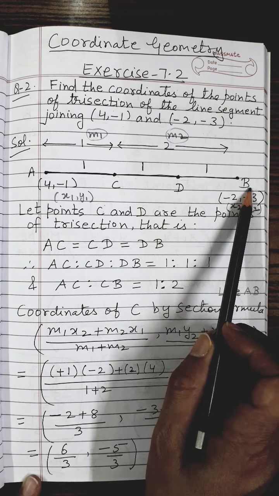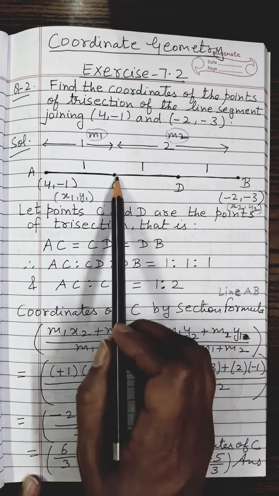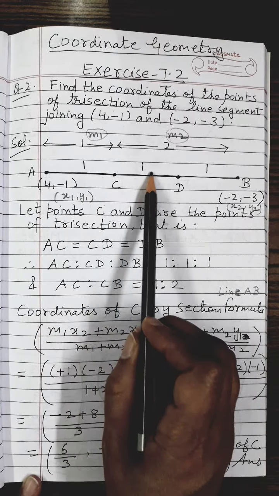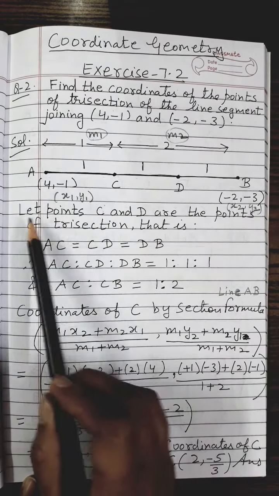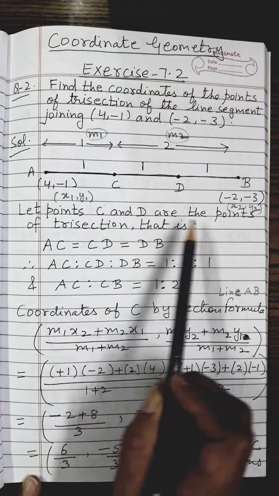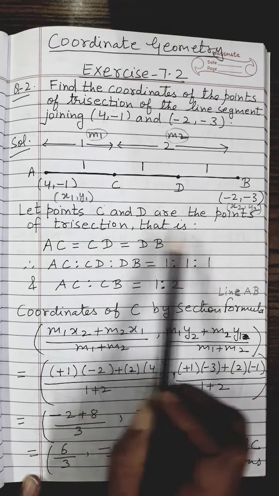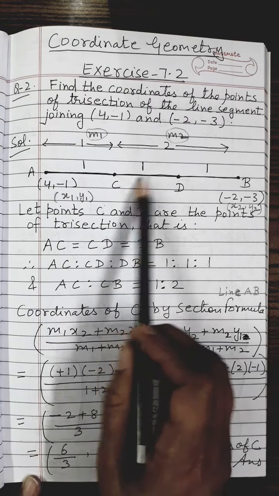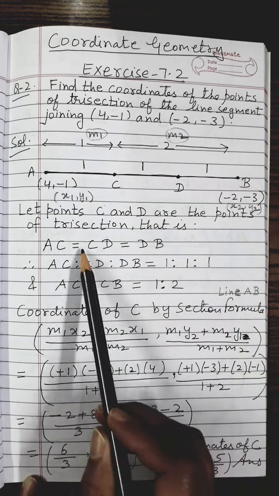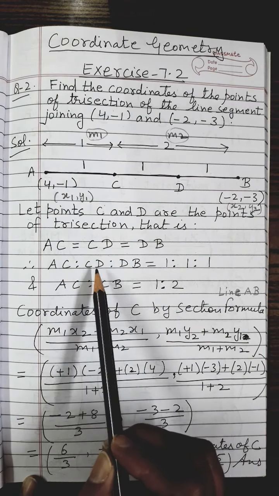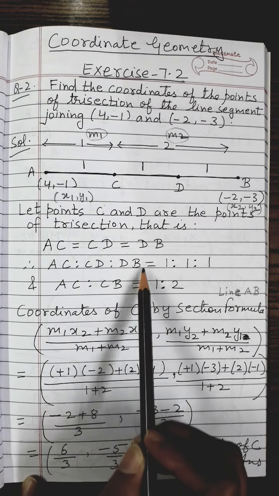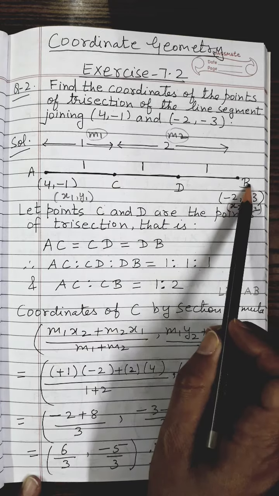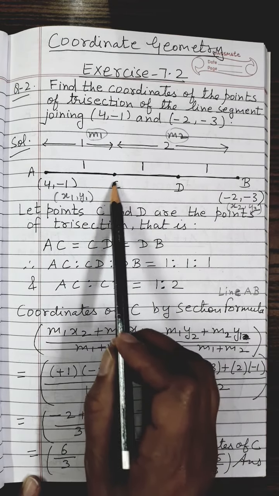So if I consider the ratio, I will say that AC is to CD is to DB is equal to 1 is to 1 is to 1. So how will I write it down? Let the points C and D be the points of trisection. That is, AC equals CD equals DB, or I can also write, therefore, AC : CD : DB equals 1 : 1 : 1. This is for line AB, by considering the points C and D.